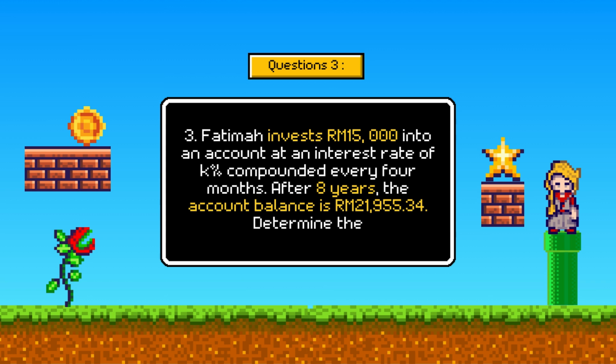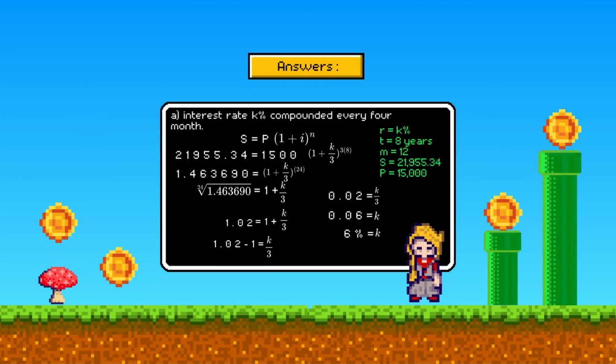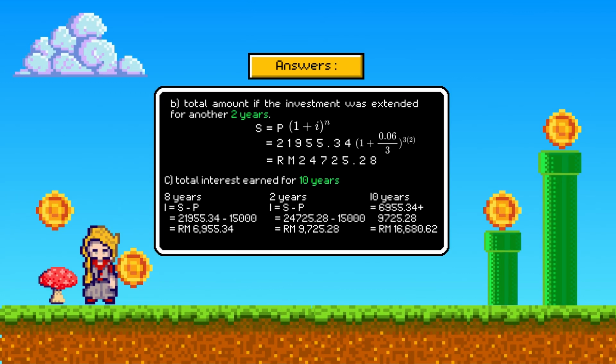So, the third question is, Fatimah invests 15,000 ringgit into an account at an interest rate of k% compounded every 4 months. After 8 years, the account balance is 21,955 ringgit and 34 cents. Determine A, the interest rate k% compounded every 4 months. So, we use S equals P open bracket 1 plus i close bracket to the power of negative n. As usual, you need to insert the values into the formula, and we got the answer for k.